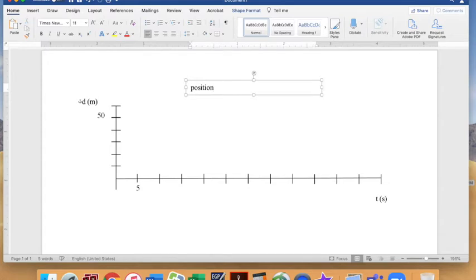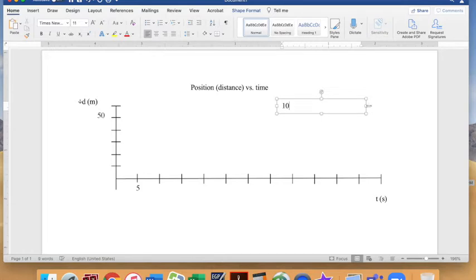Whenever you title a graph, it's always whatever is being represented on the y versus the x. So we have position or distance on the y versus time on the horizontal axis. Now I'm also getting my scaling done here. On the position side, each tick mark's about 10: 0, 10, 20, 30, 40, 50 is the fifth tick mark. And on the x-axis, it looks like it's 0, 5, 10, so every tick mark is 5.